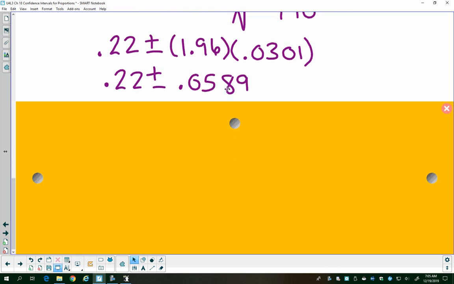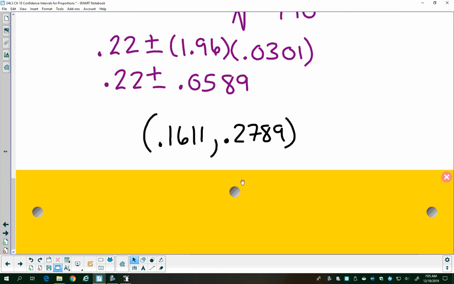And now I'm going to add and subtract that from my 22% point estimate. And we end up with an interval that we present in parentheses. It sort of looks like coordinates, but that's how we present the interval for a confidence interval. Smaller one on the left, bigger one on the right. So my interval ranges from 16.11% to 27.89%.